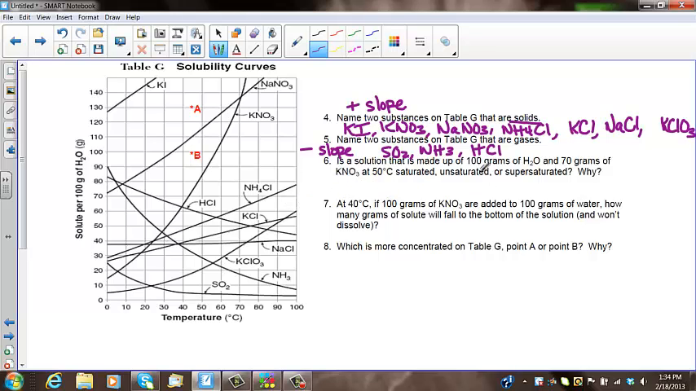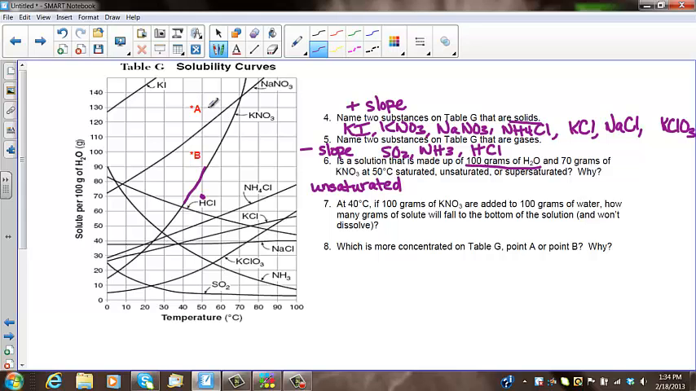Is a solution that is made up of 100 grams of water and 70 grams of KNO3 at 50 degrees saturated, unsaturated, or supersaturated? So we're dealing with the normal amount of water, which is always good, and we're going to go to 50 degrees and we're going to put a mark at 70 grams. So there's our 50 degrees, 70 grams. And now we're going to find our KNO3 line, which is right here. And we can see that this data point is below the line, which means that this is an unsaturated solution.